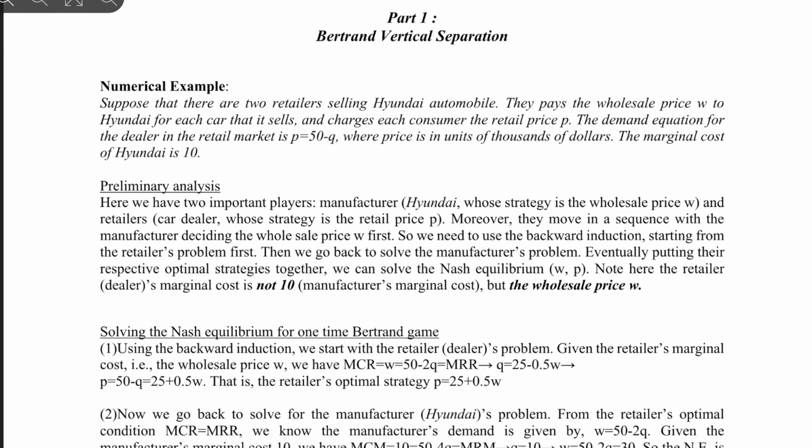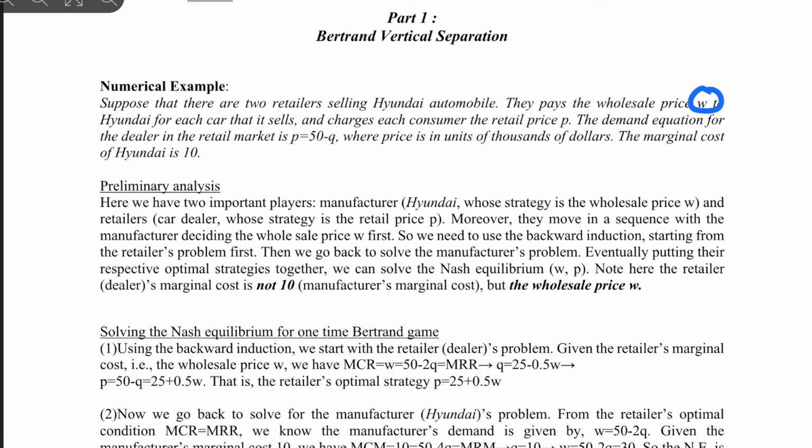Part 1, Bertrand vertical separation. Numerical example. Suppose that there are two retailers selling Hyundai automobiles. Then they pay the wholesale price W to Hyundai for each car that it sells and charges each consumer the retail price P. The demand equation for the dealer in the retail market is P equals 50 minus Q, where the price is in units of thousands of dollars. The marginal cost of Hyundai is $10.